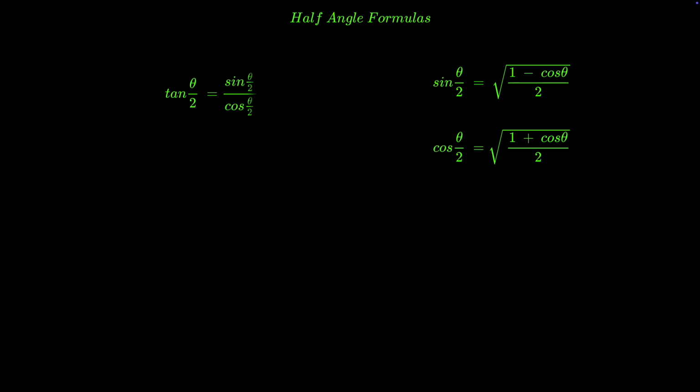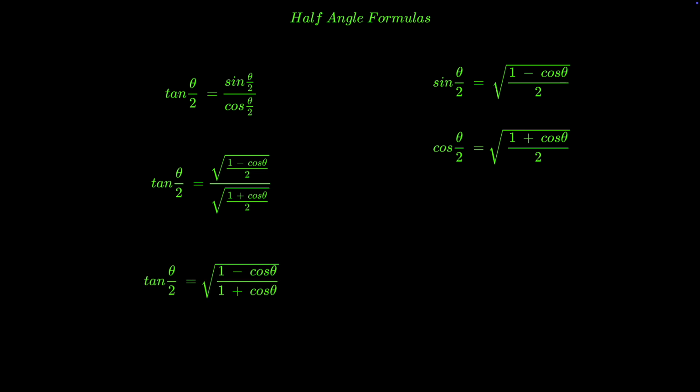Starting with the definition of the tangent as the sine over the cosine, and substituting in the expressions just now derived for the sine and cosine of theta over 2, we have the tangent of theta over 2 is equal to the square root of (1 minus cosine theta) all over 2, over the square root of (1 plus cosine theta) over 2, which simplifies to the square root of (1 minus cosine theta) over (1 plus cosine theta).